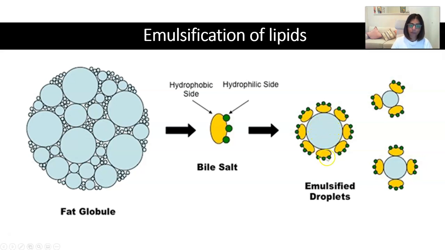But what's really important about this is that the hydrophilic sides are facing each other. And because like particles repel, it prevents the fat from joining back up and forming a large globule again. And this is how that large surface area to volume ratio is achieved.